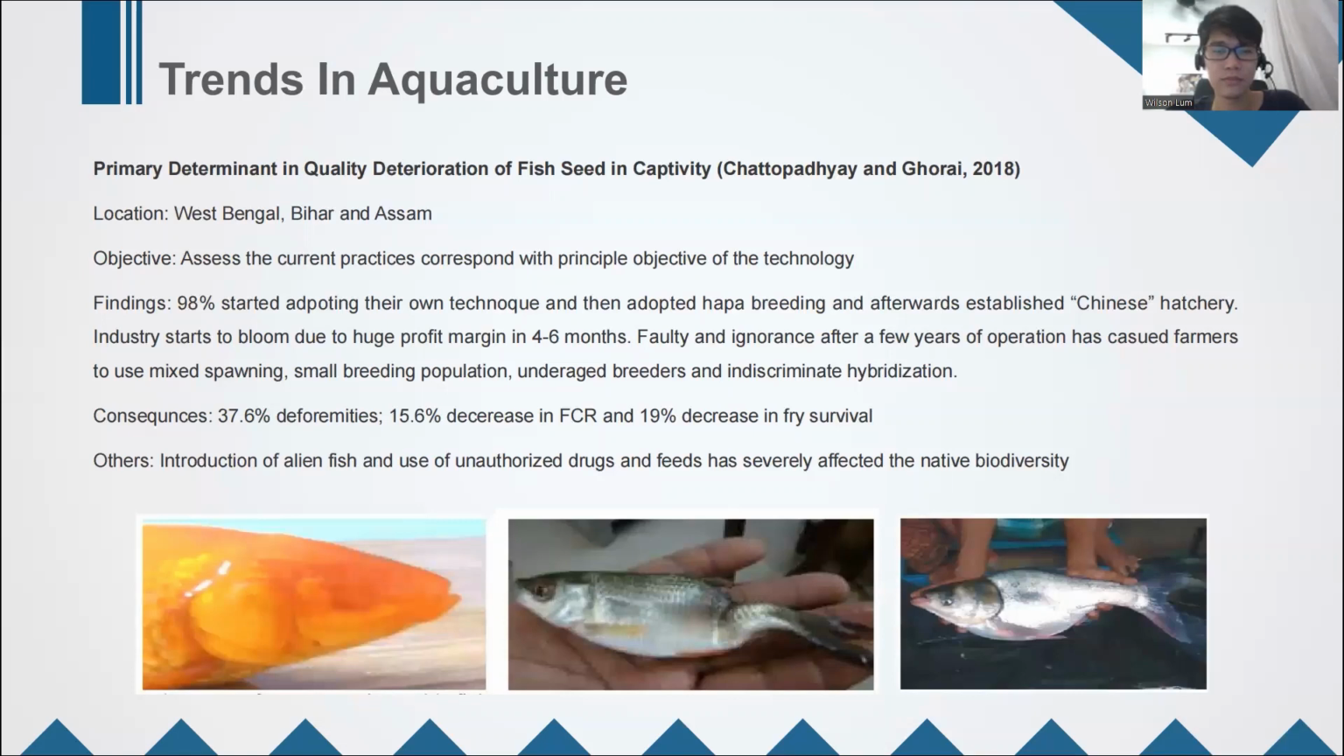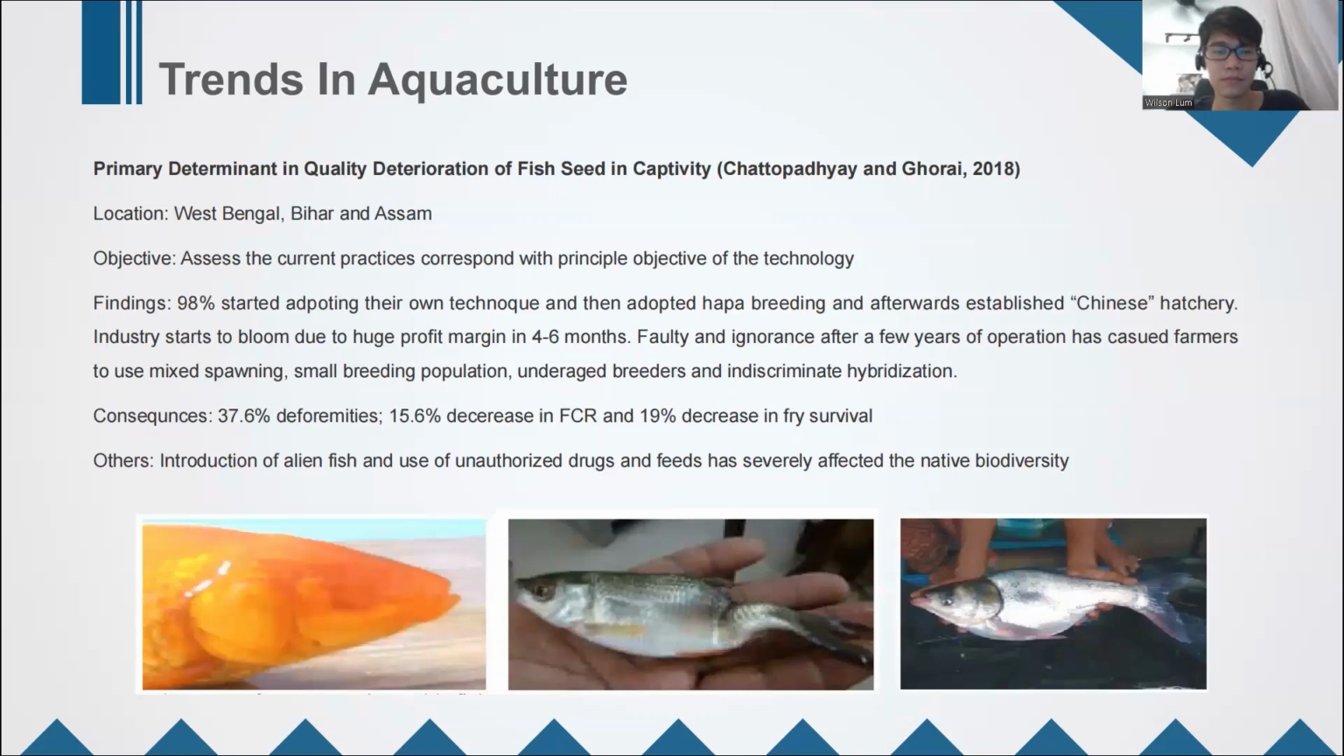Due to faulty practices, after a few years of operation, this has caused farmers to do mixed spawning, use small breeding populations, and encourage inbreeding, and the use of indiscriminate hybridization, which means they don't really choose proper fishes for breeding.